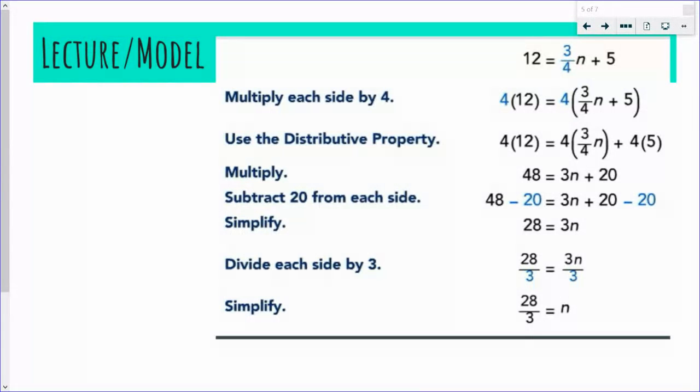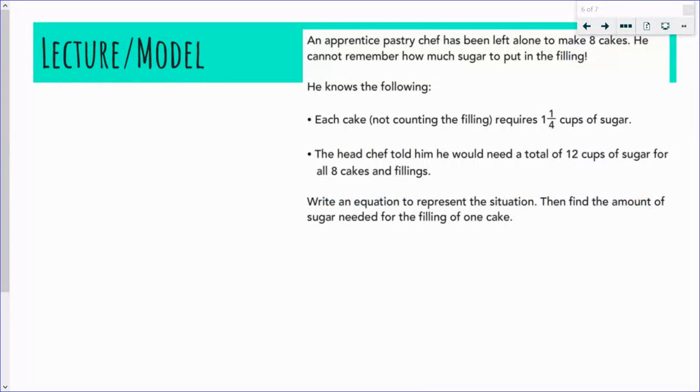All right, we can also use the distributive property to get rid of fractions. So if I have a fraction in my problem, I could very easily multiply both sides by the denominator to clear that denominator out. For instance, if I have a 3/4, I can multiply the entire equation by 4, and that will clear out the 3/4 and make it so that you don't have fractions. So let's see what that looks like.